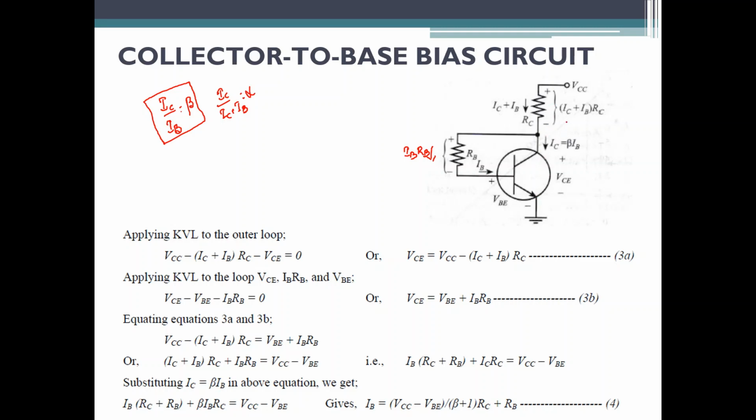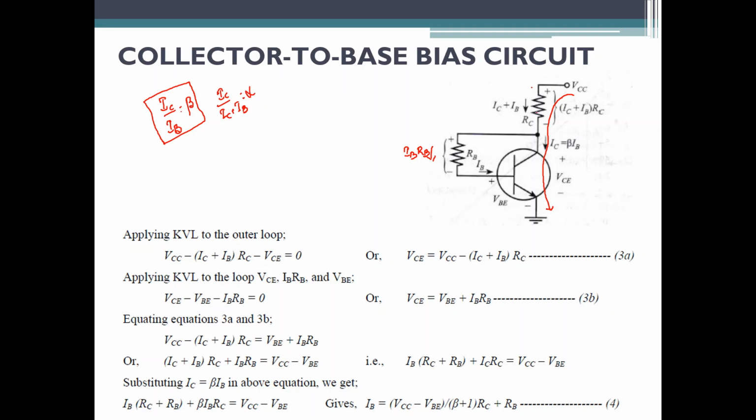After that, as always, we need to apply KVL to the outer loop. Outer loop means this loop, applying KVL between the collector and emitter. This will give you the formula VCC minus IC plus IB into RC minus VCE equals 0, from which you can segregate the formula for VCE, which is named as one of the equations.